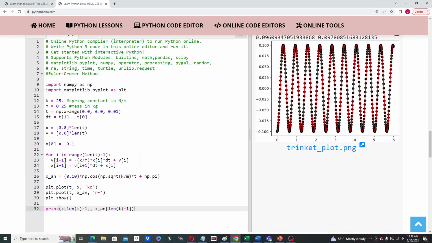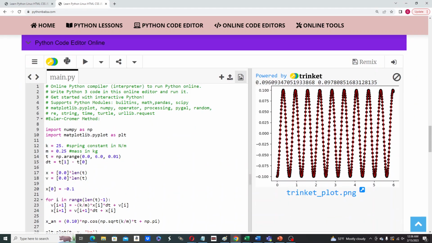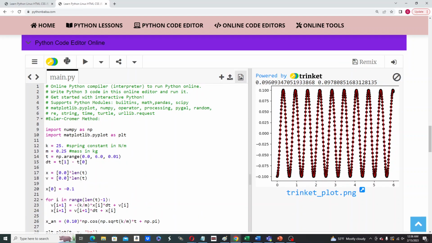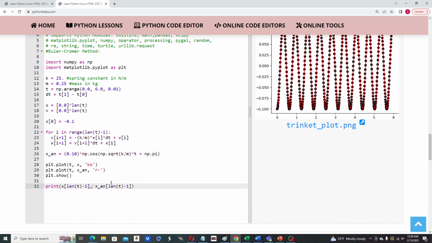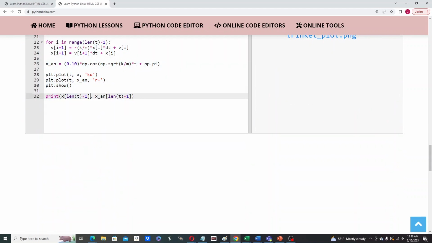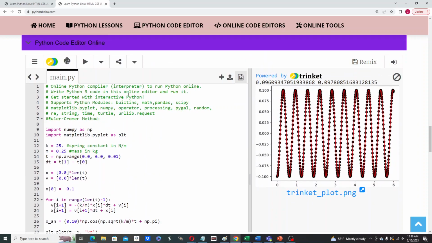Oh. I forgot to put the minus sign. I want to know what the difference between these two is. That's what these two numbers are. These are just the physical actual positions. This is the position of the analytic solution. This is the position of the numerical solution. I want to take the difference between these. And let's see if this works.